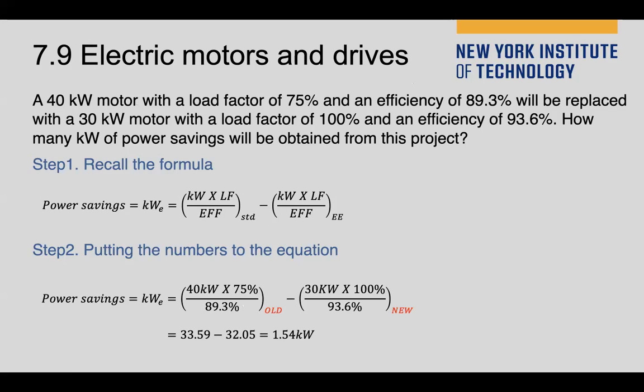So in the old time, we used this configuration. And now we switch to the new one. The power rating is 30 kilowatt, the load factor is 75%, and the efficiency is 93.6%. So we also put the numbers into this equation and obtain the value. By subtracting the power usage before and after, we can obtain the power saving value in kilowatts. Any question on that?